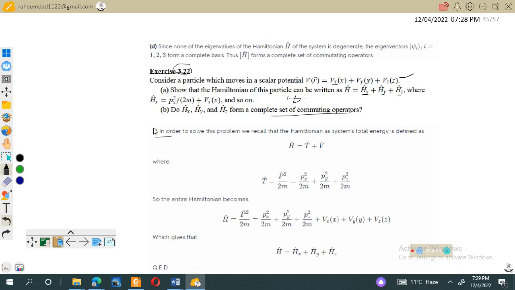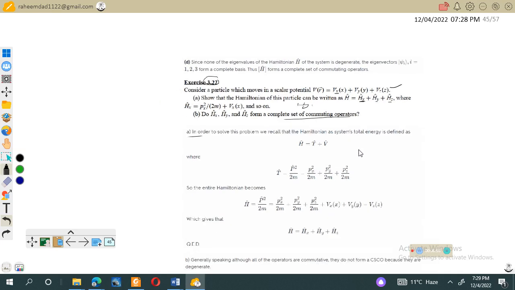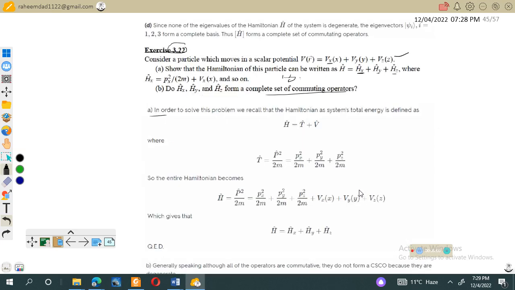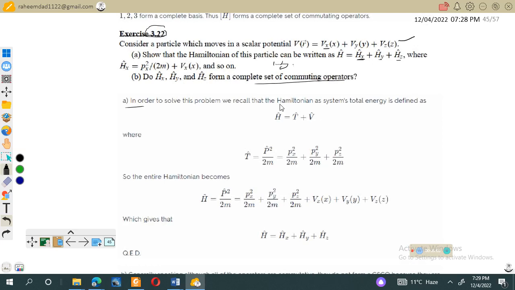Okay, in order to solve this problem, we recall a few things: the Hamiltonian is equal to T, the total kinetic energy, plus the potential energy. You know that kinetic energy can be written as P square over 2m, and P square is equal to Px square plus Py square plus Pz square. So the 2m division applies to each term: px square over 2m plus py square over 2m plus pz square over 2m.